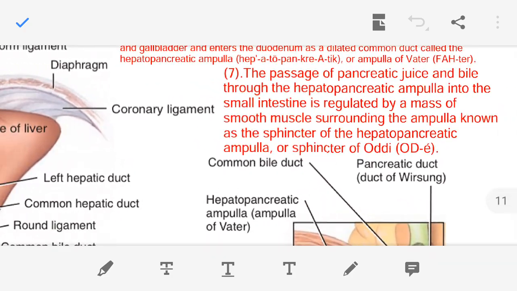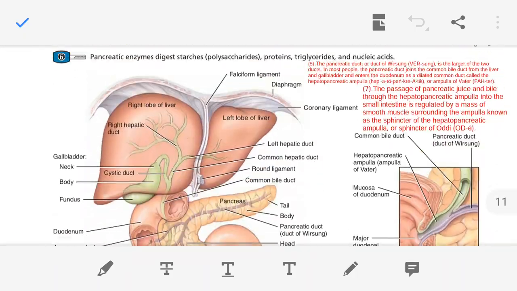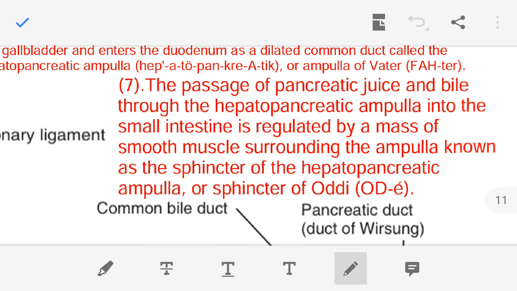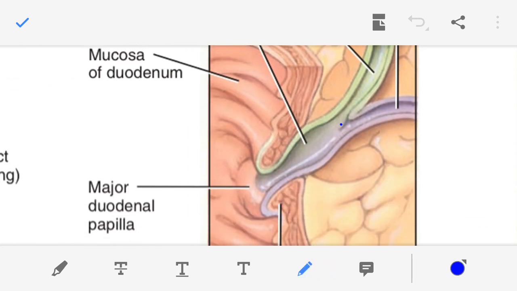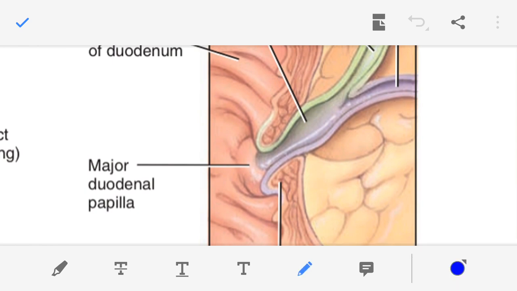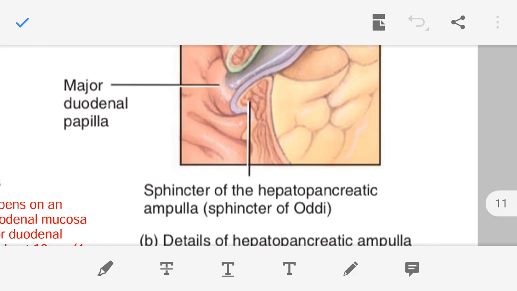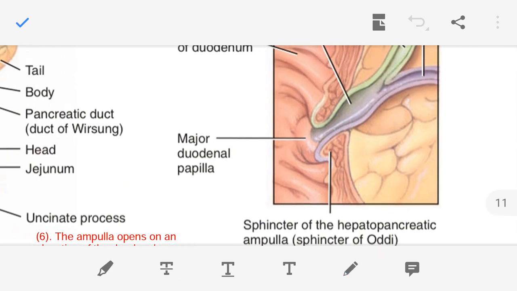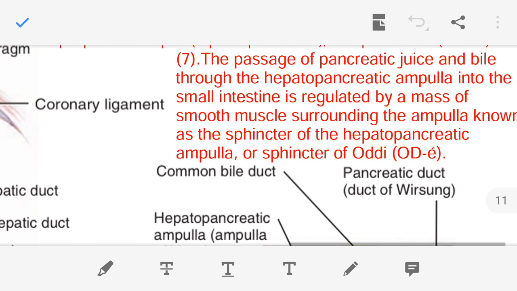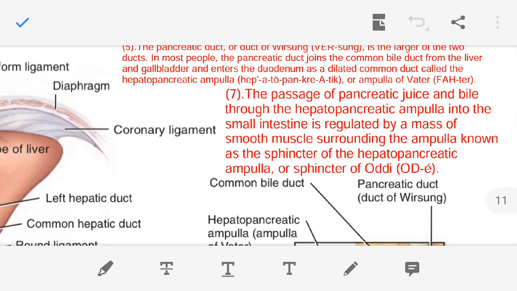Now in the seventh point, they are mentioning the sphincter. We know the ampulla is going to pour the pancreatic juice into the duodenum, and this ampulla is guarded by a sphincter. This sphincter is made up of smooth muscle, and the name of this sphincter is the sphincter of Oddi, or the sphincter of the hepatopancreatic ampulla. So this sphincter is actually guarding the secretion of pancreatic juice.